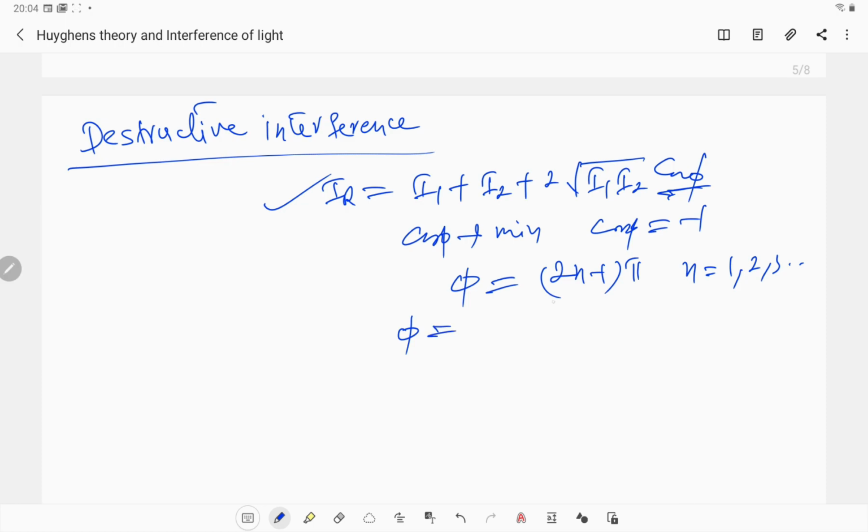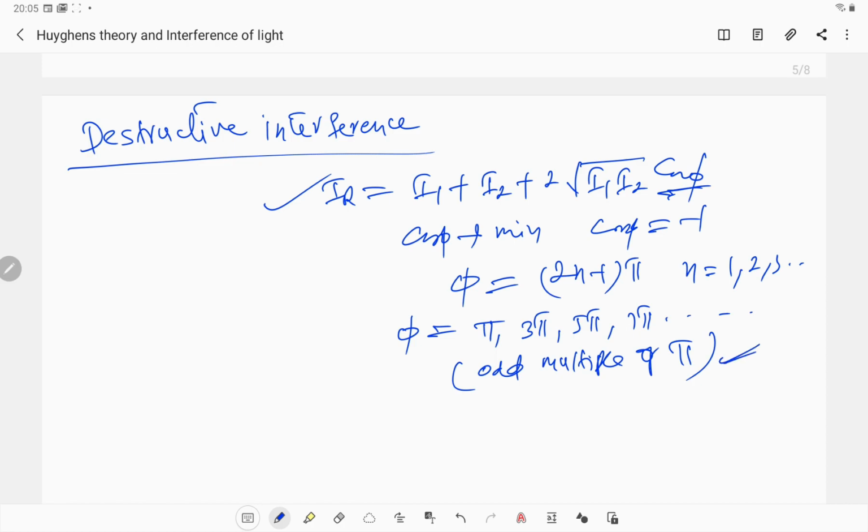Phi is equal to, n is equal to 1, this is pi. N is equal to 2, 3 pi, 5 pi, 7 pi and so on. This is nothing but an odd multiple of pi. See, when the phase difference is an odd multiple of pi, intensity is minimum. When intensity is minimum, that interference is nothing but destructive interference.